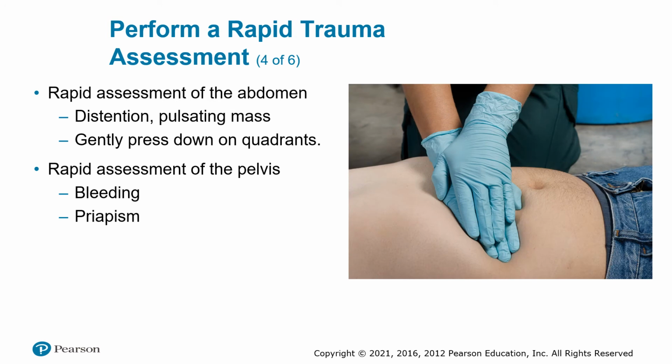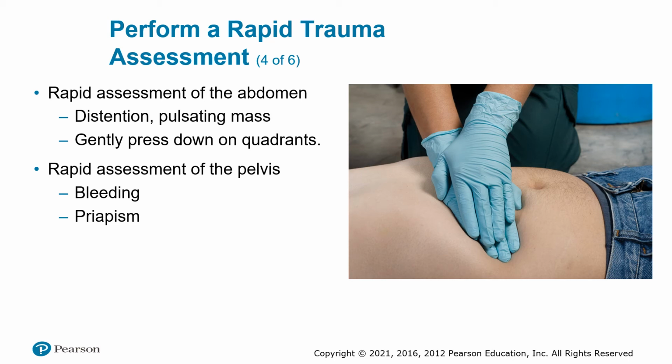The abdomen, we're going to look for any kind of distension or pulsating masses. Gently press down on the quadrants. If you find a pulsating mass, you don't want to press down on that pulsating mass, because it typically means that there is an AAA, or abdominal aortic aneurysm, and you don't want to make it rupture.